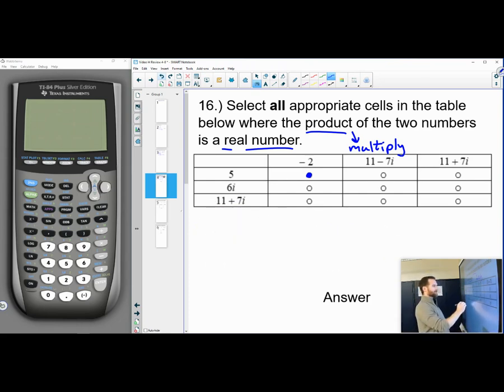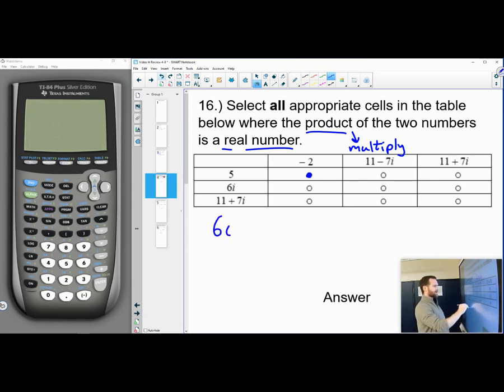All right, next up we've got 6i and the negative 2. We're testing that one. So 6i times negative 2, well, that's going to be negative 12i, which is a non-real number because there's an i still there, so we don't pick that one.